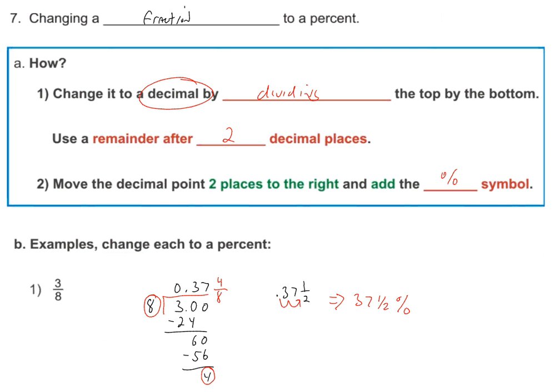And then changing a fraction to a percent, change the fraction to a decimal first, and then you can change that decimal to a percent by moving the decimal point. All right? That's the idea. That's the concept.